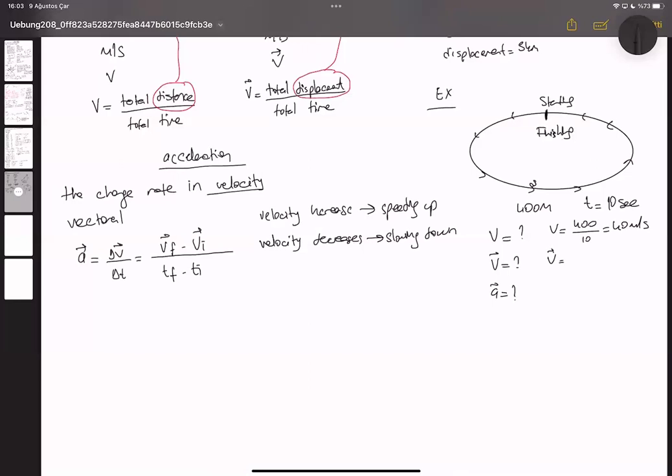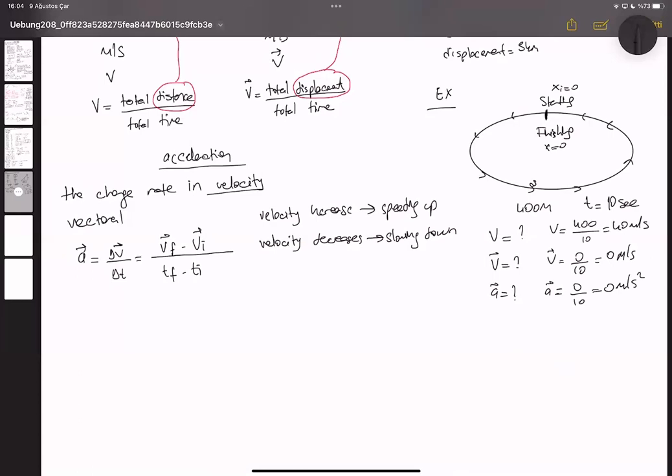For velocity, our starting x initial equals 0, but finishing at the same point, it's also x equals 0. So the total displacement is 0. Also, our velocity is 0 meters per second. So our velocity does not change, because we are running on a circular path. So our acceleration will be 0 again.